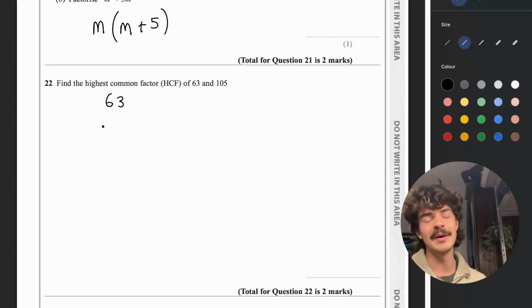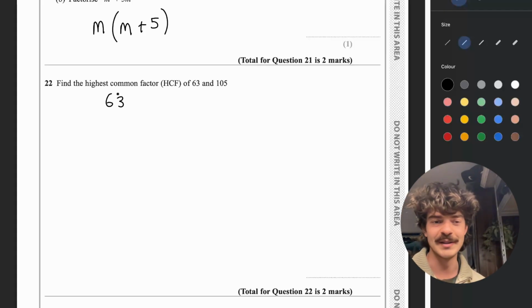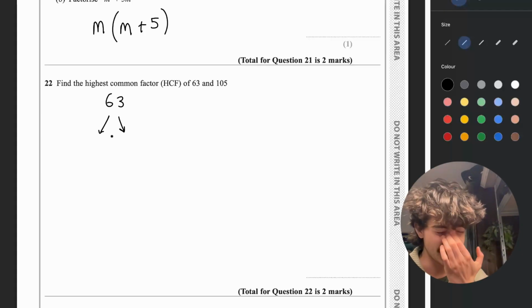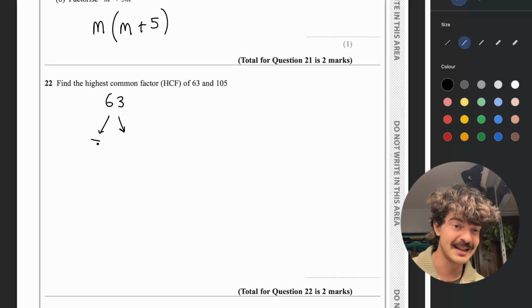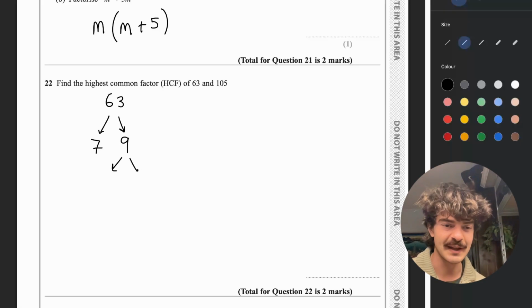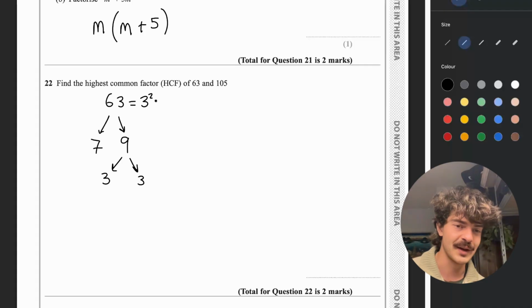63. So the way to break these down is to think about what numbers go into these numbers. But when multiplying, for example, here, I think the fastest one most people would think of is actually 7 and 9. And then you can break this down just that little bit further. 9 isn't quite prime yet. You've got 7, 3, and 3. So we can write 63 as 3 squared times 7.